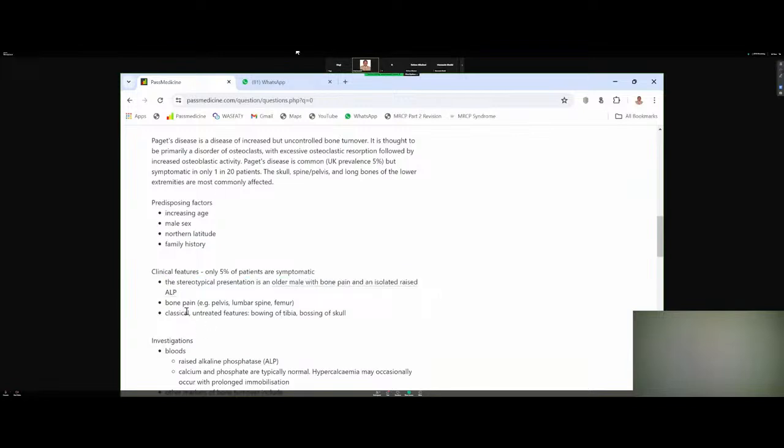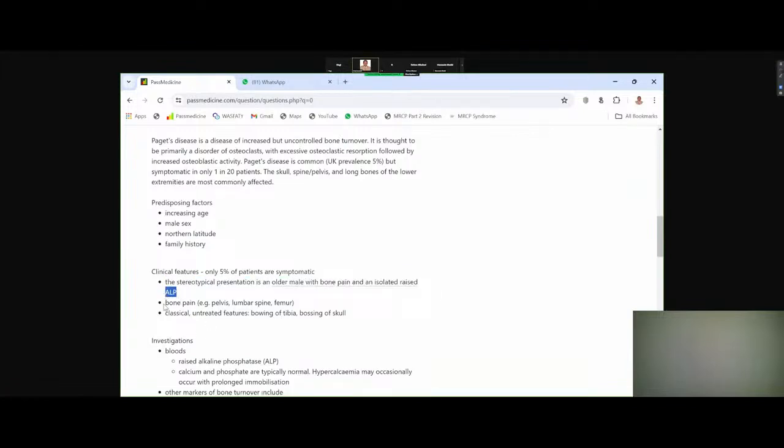Bone pain, and this ALP will be mostly of bone origin. Bone pain, for example in the pelvis, lumbar spine, and femur. These are the special areas: pelvis, lumbar spine, and femur. And classical untreated features: bowing of the tibia, bossing of the skull. So this is if you leave the patient untreated.